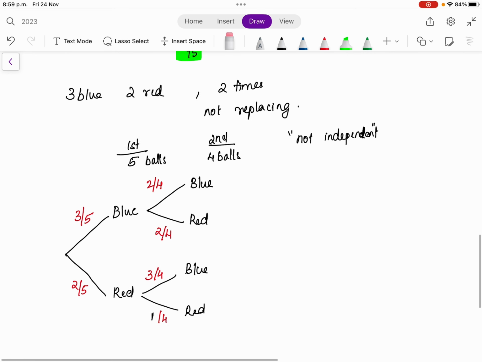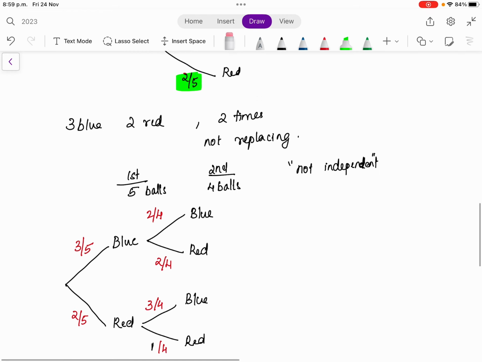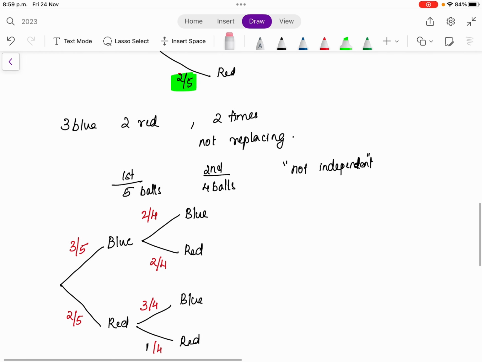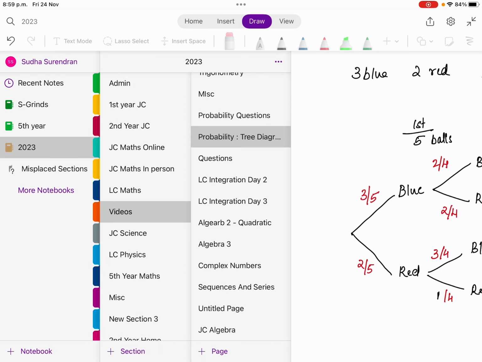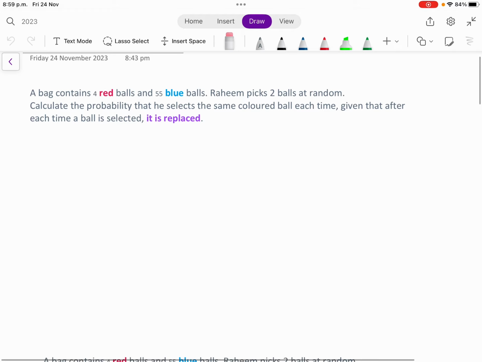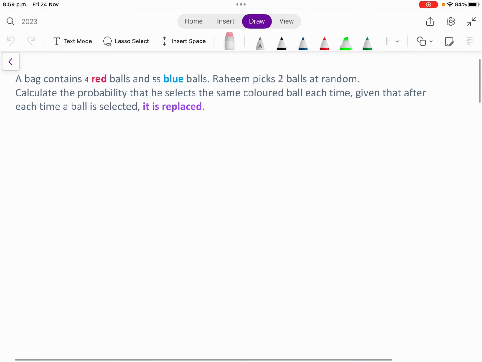And remember, when it is not independent events, you have to work on the probability independently for each and every branch. You cannot just copy it. In the case of an independent event, the probability remains the same. But in the case of not independent events, you have to work on the probability for each branch separately. So let's do some problems and we'll try to understand this concept. Let's see some questions, and then we will be able to understand how to handle the tree diagram, how to draw a tree diagram.